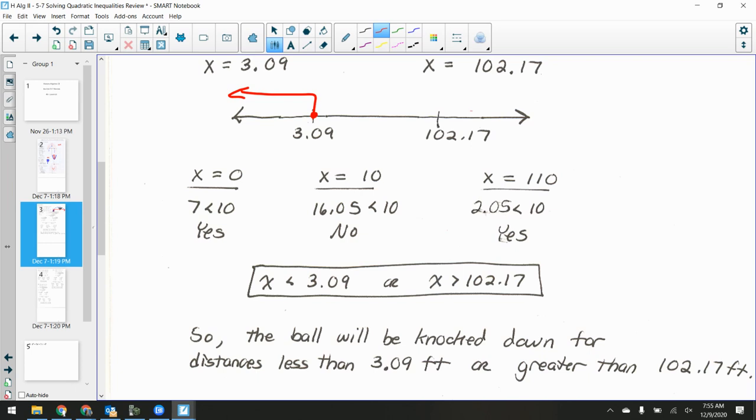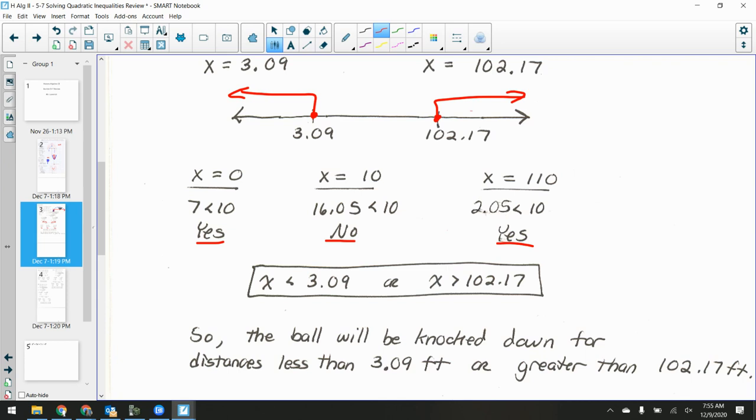For any distance less than, and maybe open dots there, sorry, less than 3.09 or greater than 102.17. And again, what are we doing here? We're analyzing, are there solutions in that area?